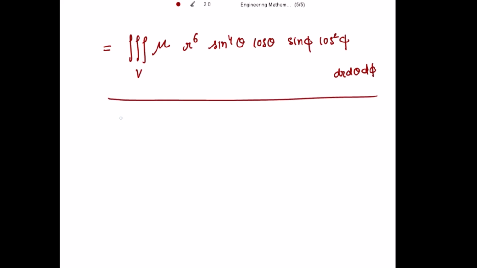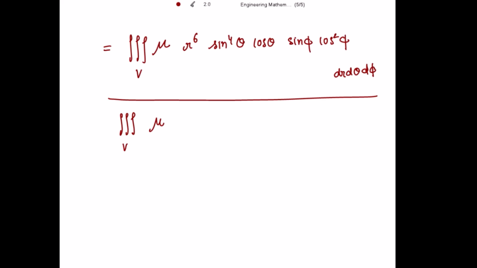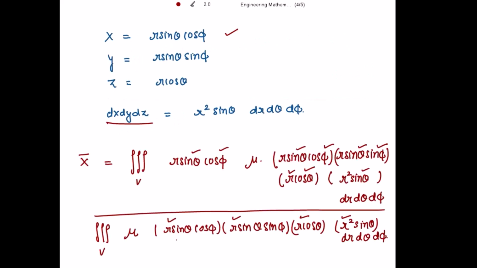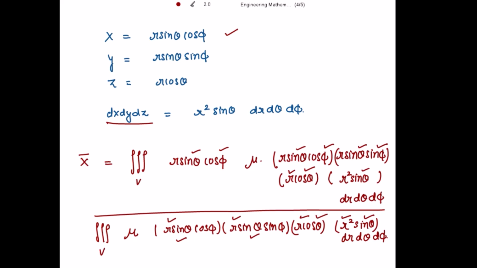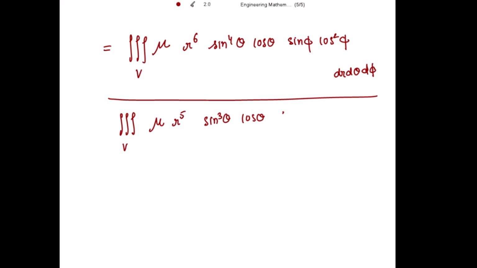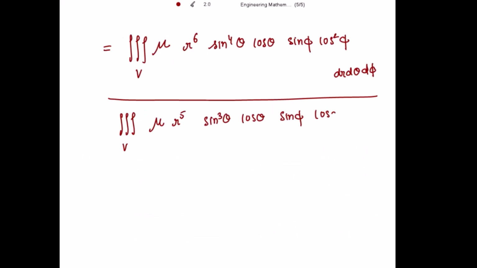Similarly in the denominator also we get the volume integral of mu into, let's multiply. So this is r square r. So this is r cube into r square, r to the power 5. Then sine theta, and here also sine theta, sine cube theta. Then cos theta is also there, and sine phi, and at last cos phi. So the remaining is cos phi. dr, d theta, d phi.